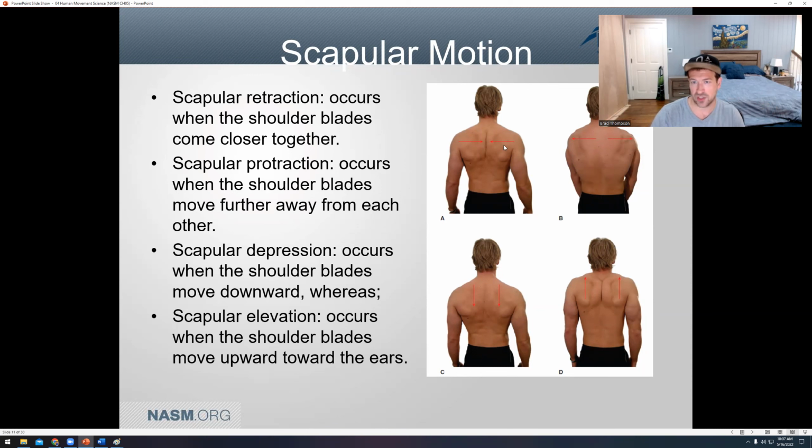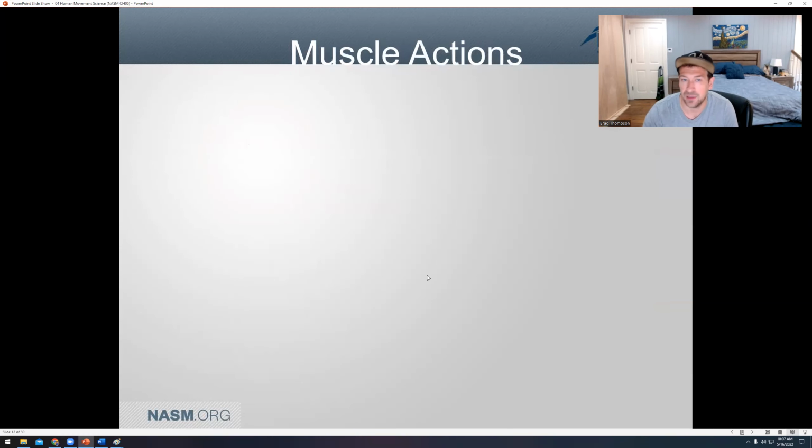But we don't use those terms. We just call it scapular retraction because retraction doesn't exist anywhere else. And then we have scapular protraction, which doesn't exist anywhere else. So we just give it its own special term. Retraction is pulling your shoulder blades back. Protraction is rounding them forward. And then we have scapular depression and elevation. Scapular elevation is going up. Scapular depression is going down. Okay. And those are the special scapula terms.